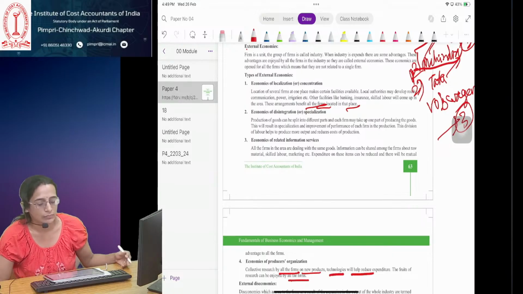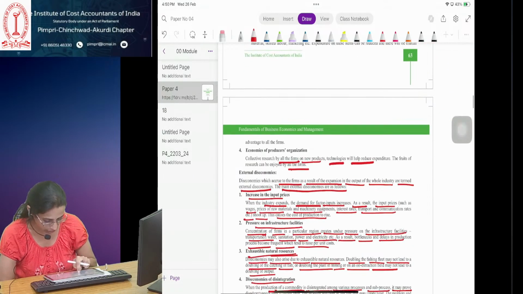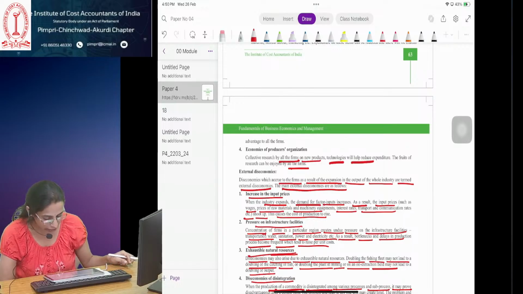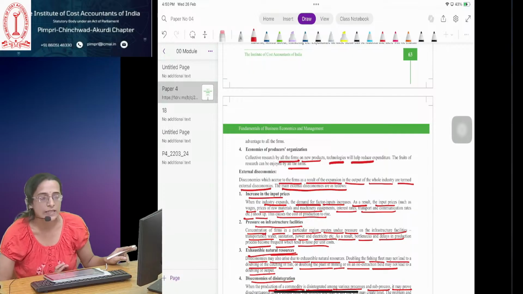It is logical that if they share this information, the industry will benefit. But in this competitive market where every organization has a competitive role, a lot of players are there in the market, it is not feasible to share the information. Economies of producers organization. What they are saying, this can be an advantage.